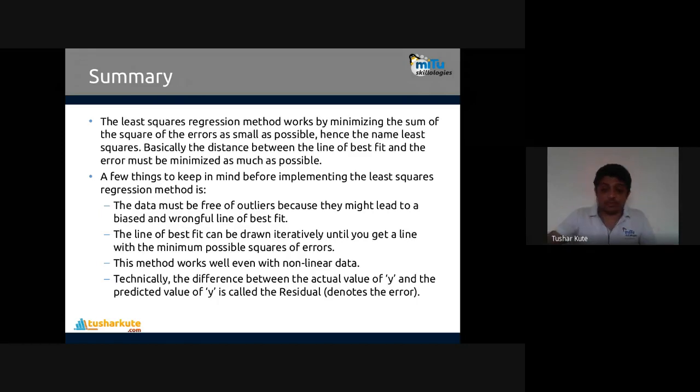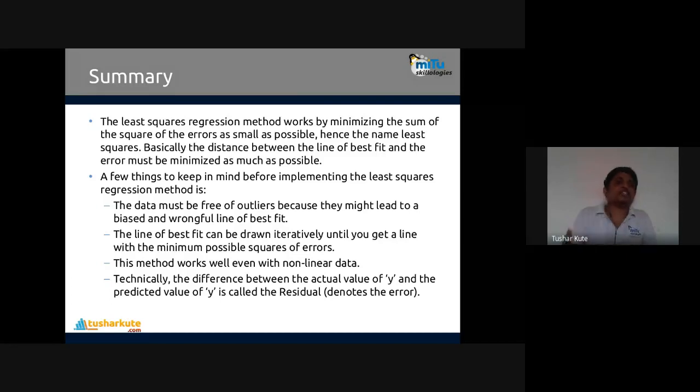There is one more method, presently available in the linear model module, RANSAC regression. RANSAC regression is used to avoid the problem of outliers. Okay, it's a special technique, recently developed. The line of best fit is drawn iteratively until you get a line with the minimum possible squares of error.